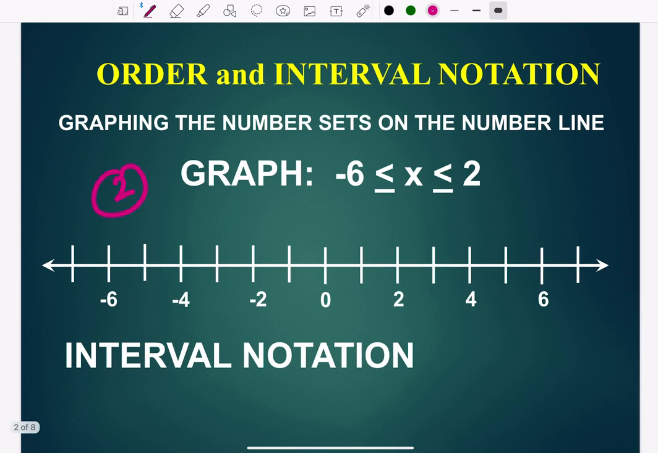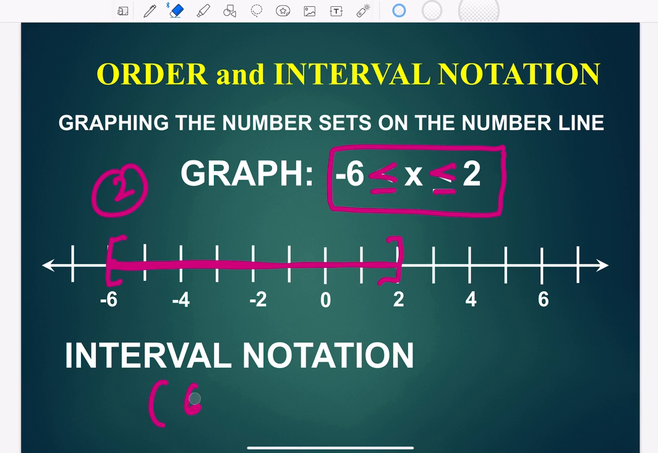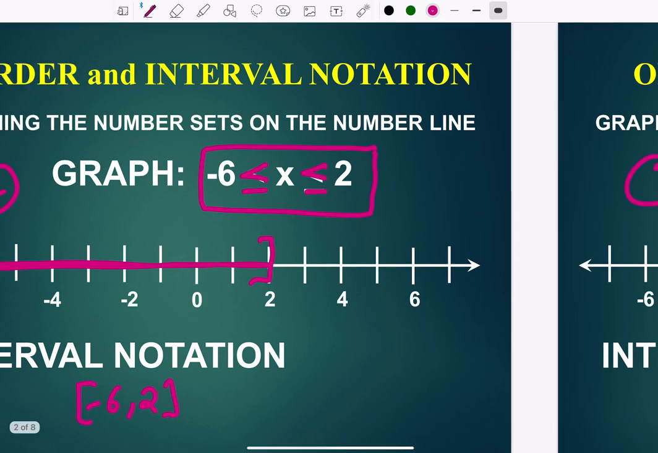Another example, we want to graph x greater than or equal to -6 and x less than or equal to 2. In this case, I do have an equal sign both ways, so I will be using closed brackets or closed dots. x can be any number between -6 and 2, including -6 and 2. To write it in interval notation, we would use a bracket around -6 and a bracket around 2 as well. And this is a bounded interval again.